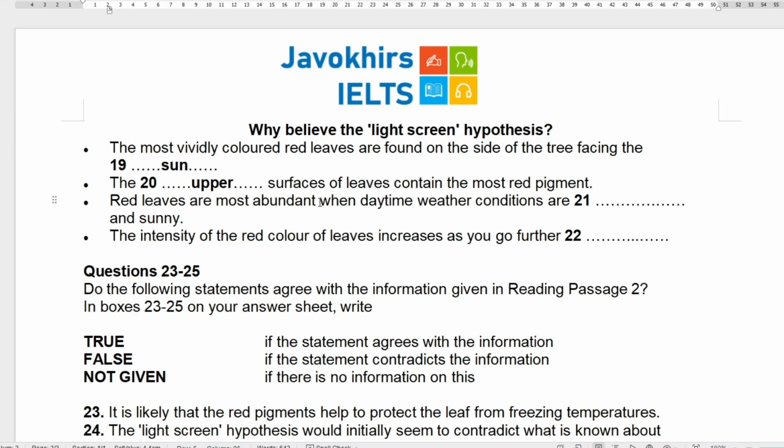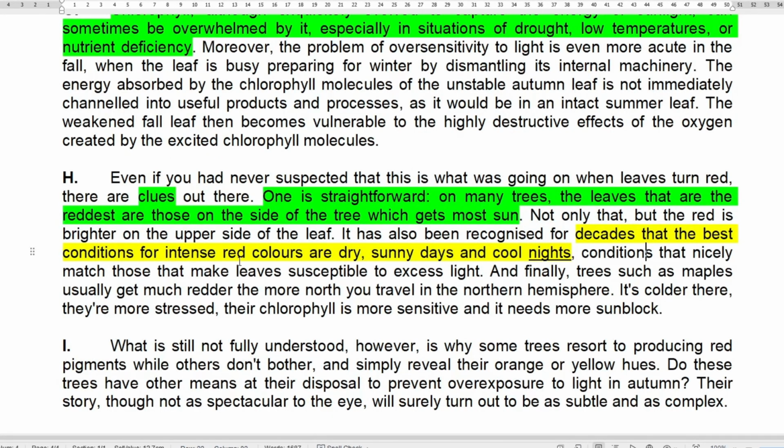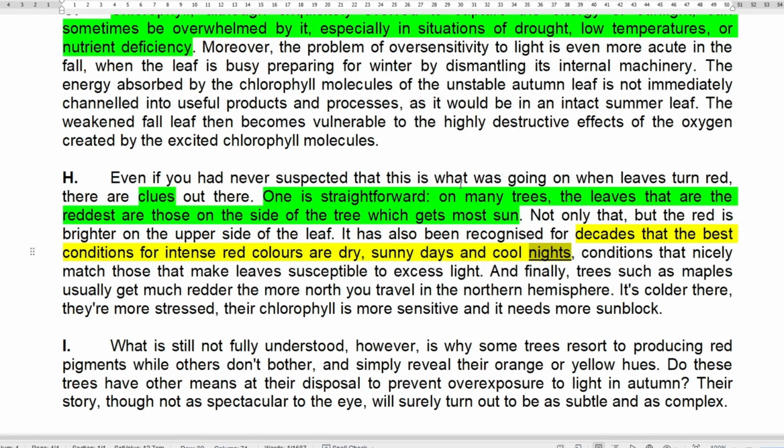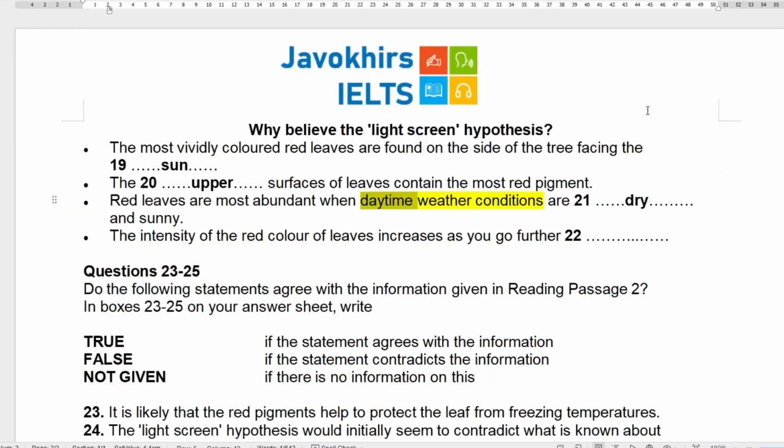So the red leaves are the most abundant when daytime weather conditions are something. So daytime are something and sunny. The best conditions for intense red colors are dry and sunny days and cool nights. So we have cool nights, meaning it's cold at night, and at the daytime it's sunny and dry. So it's dry, it's not cool. It's exactly referring to daytime. However, cool is at nighttime, so we don't choose the word cool. We choose the word dry.